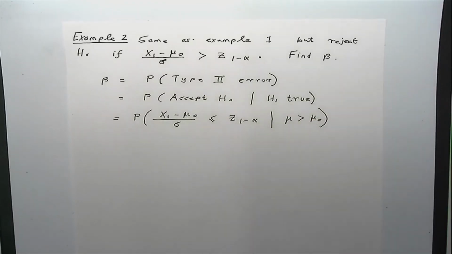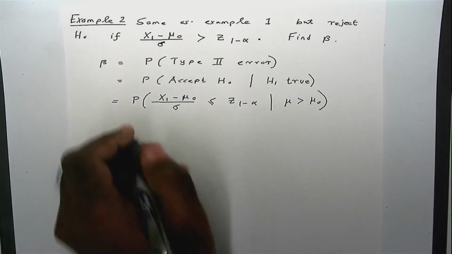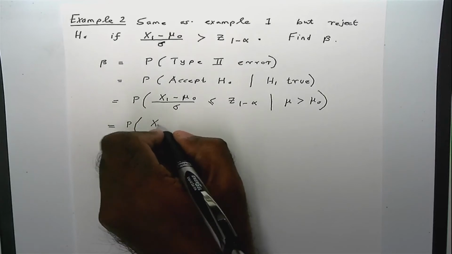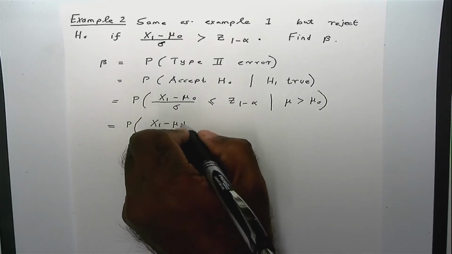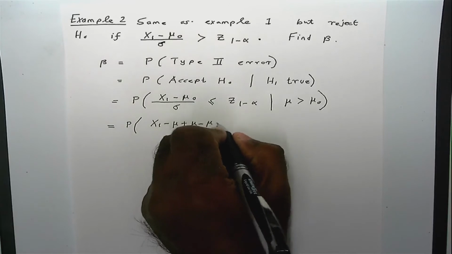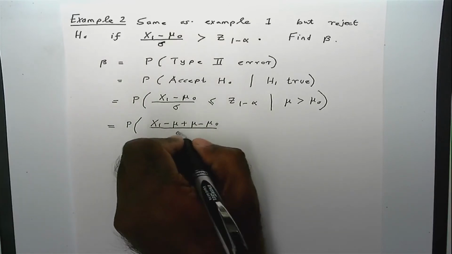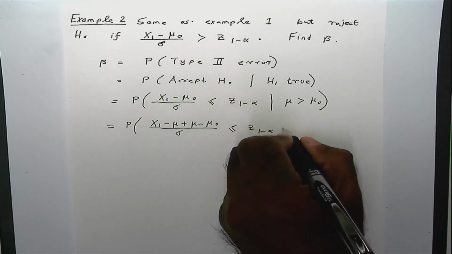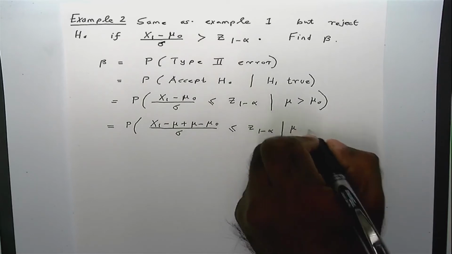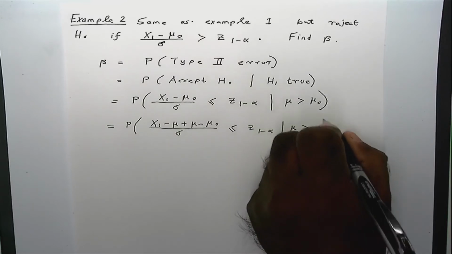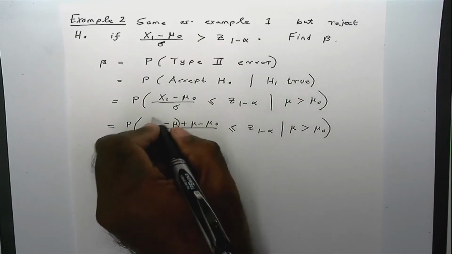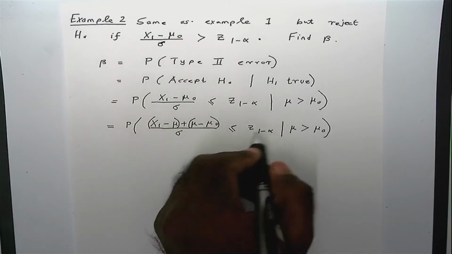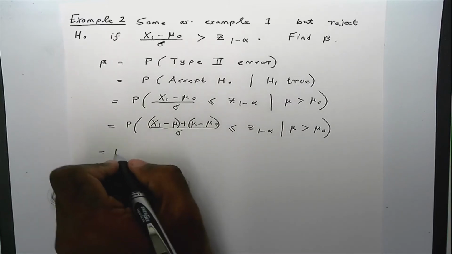Now I'm going to do the same thing as I did in the previous example. I'm going to subtract a mu and add a mu. Now I'm going to put brackets around this. I'm going to take the second term, which is this one, to the right hand side, as I did in the previous example.